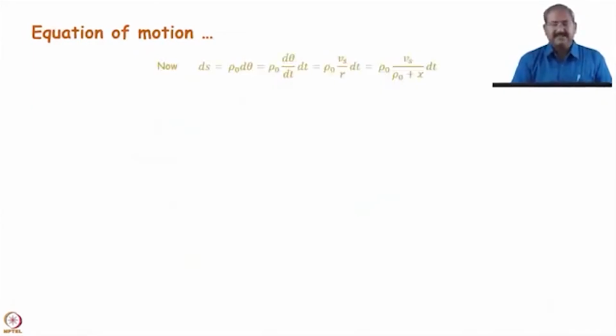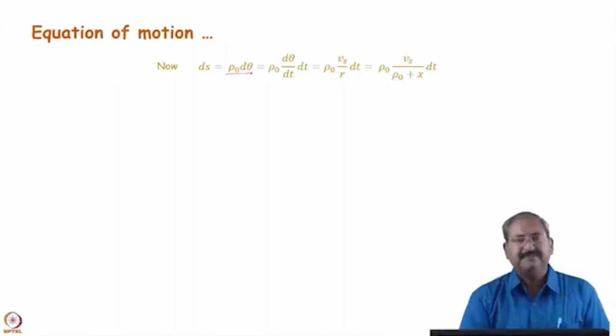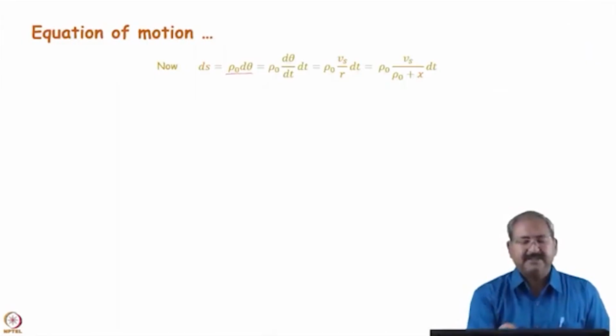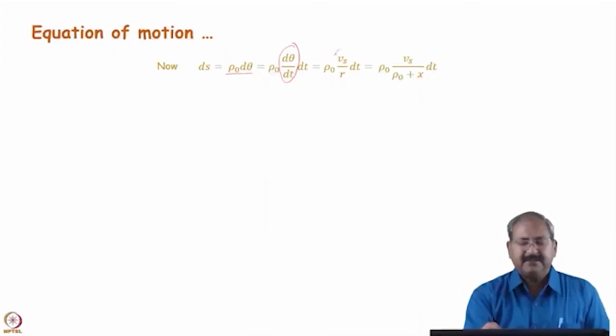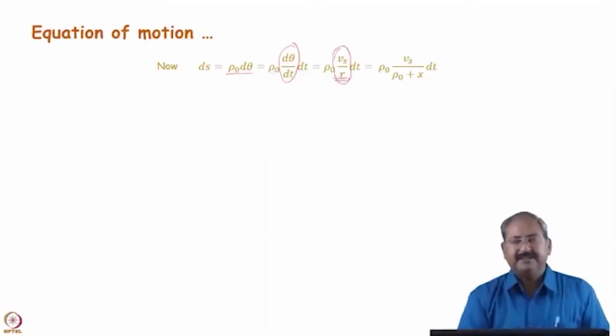And now what is ds? ds is simply rho 0 d theta. Rho 0 is the radius of curvature of the design trajectory. So this can be written down as rho 0 d theta by dt. And d theta by dt, the angular velocity of the deviated particle, is Vs by r. r is the distance of the particle from the center of curvature.